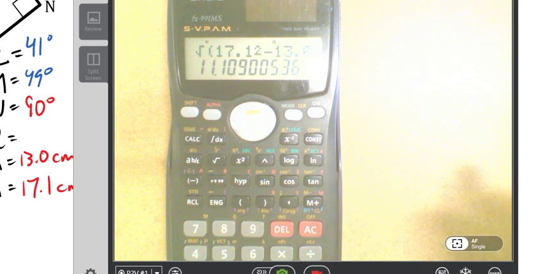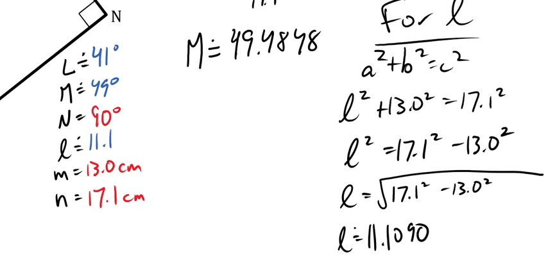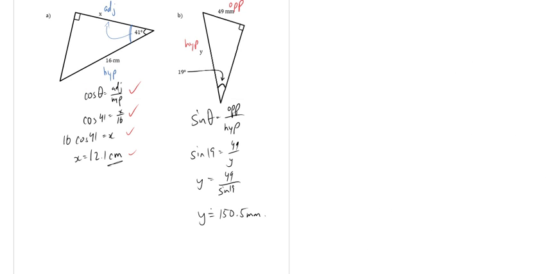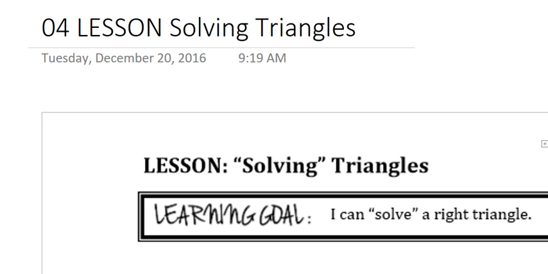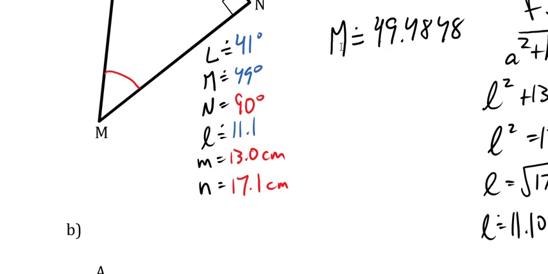Okay, 11.1090. Again, I'm done, so I don't need all those decimals, but I'm going to write them anyway just because I want to show you something. And then over here, I'm going to write 11.1. These three blue ones are the ones that are rounded, so I'm going to show my rounding. I know I'm done because my summary is done. And I know which answers were given, which answers were rounded. It's just kind of a nice little way to put it all together.